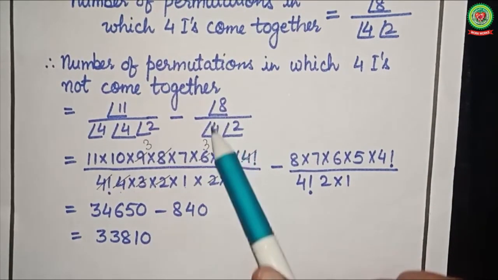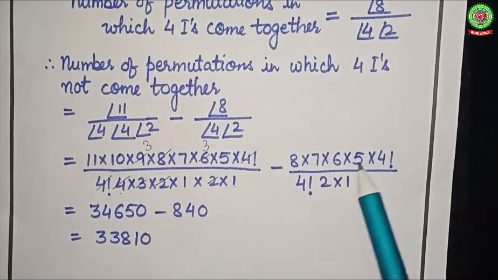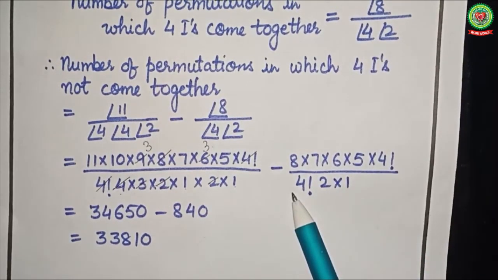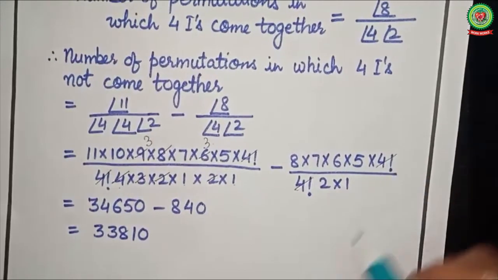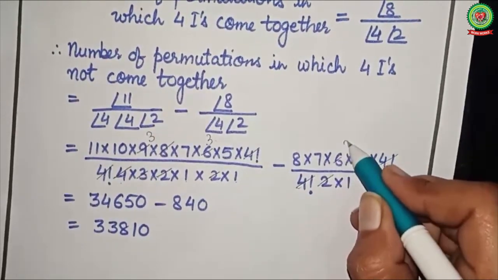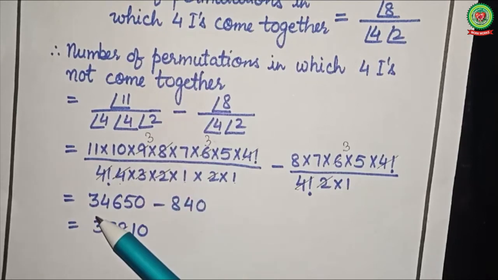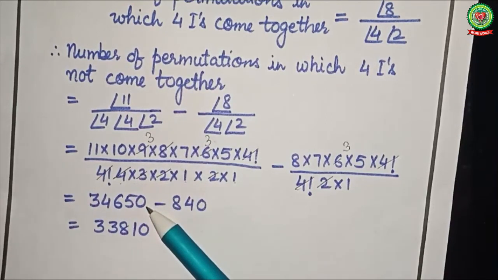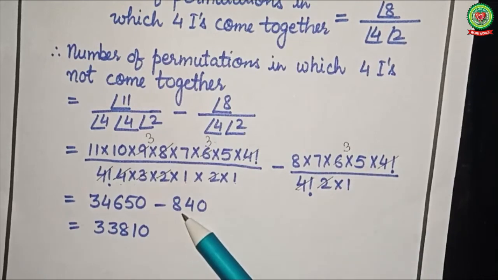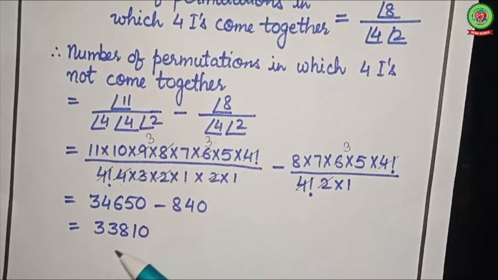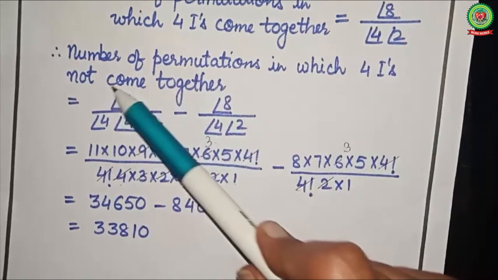Similarly in the second, here 8 factorial and 4 factorial are nearby. So we will write it as 8 into 7 into 6 into 5 into 4 factorial upon 4 factorial, and 2 can be written as 2 into 1. Again here 4 factorial cancels with 4 factorial. Here 2 3s are 6. Now when you multiply the left out numbers in the first term, we will get 34,650. Similarly in the second term, when you multiply the left out digits, we will get 840. So on subtracting, we will get 33,810 permutations when 4 I's do not come together.